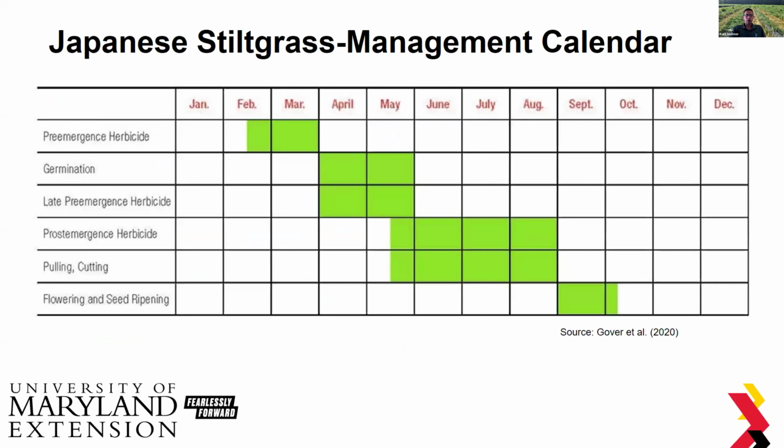Now, here we have a nice, brief calendar for managing Japanese stiltgrass and when it's best to make these applications. So we see again that Japanese stiltgrass is going to emerge April and May. So that's really when we want to put that pre-emergence herbicide, that pendimethalin, that Prowl down. But if we happen to miss our window, we can still apply that late post-emergence herbicide during the germination period. Your post-emergence herbicide can be applied anytime from May to August, as well as your pulling or cutting treatments. But again, remember the idea is to remove the plants before that seed production and seed ripening period in late August, early September.